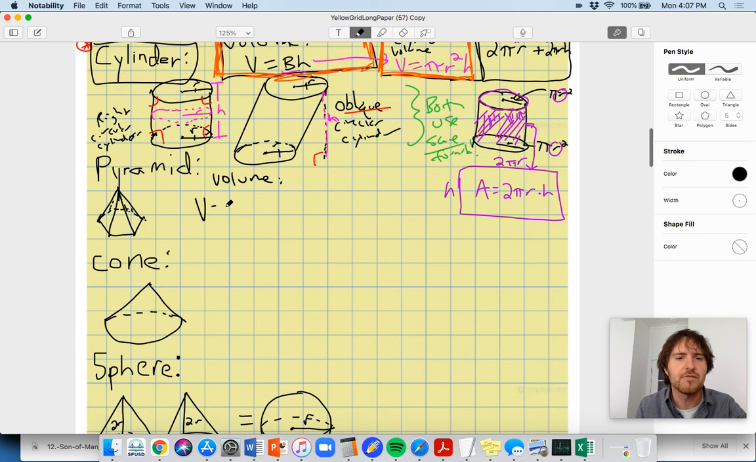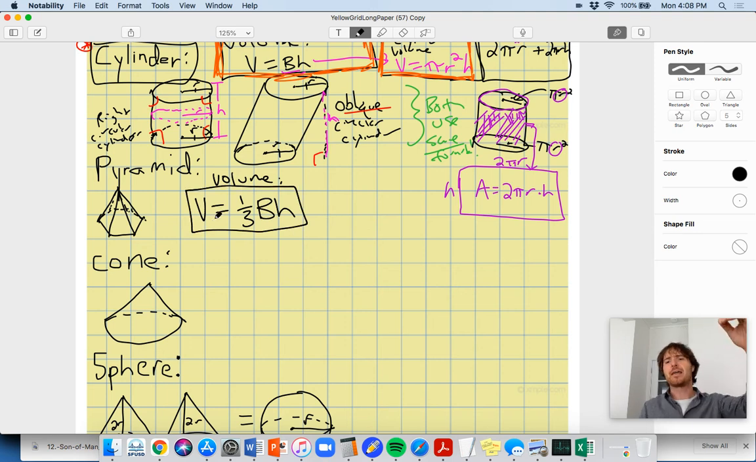Volume, V equals, well, it was just a third of what would fill up a container that would have an identical base but be a prism instead, right? So we just find whatever the corresponding prism's volume is, base area times height, and then we divide by 3 so we can fit 3 of those pyramids in there. And that's just going to be true, right?